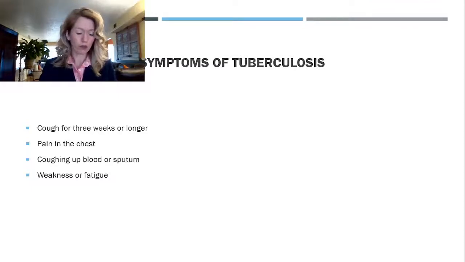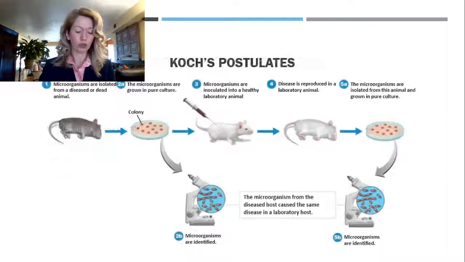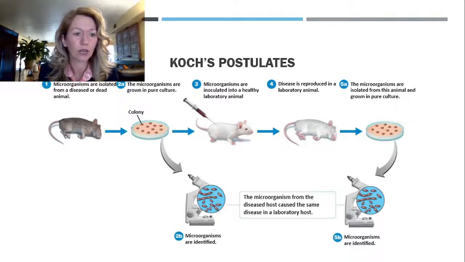On March 24, 1882, Dr. Robert Koch announced his discovery of the bacterium that causes TB. This is the same doctor known for Koch's postulates, a sequence of experimental steps for directly relating a specific microbe to a specific disease. As you can see here, we can go through these steps quickly.